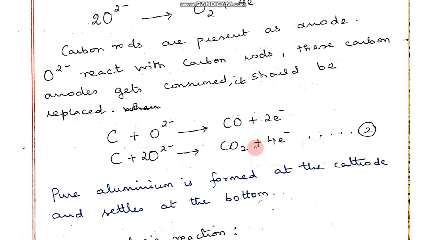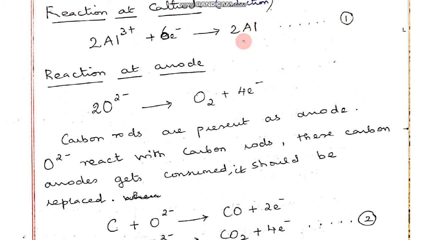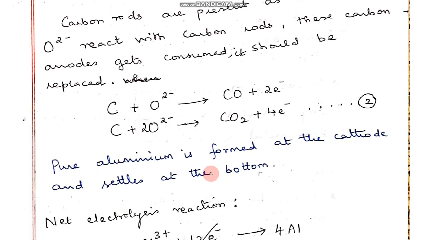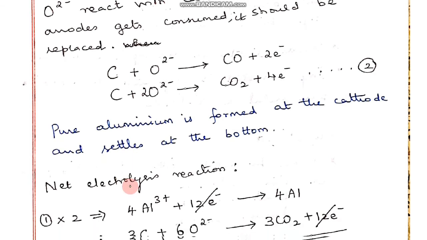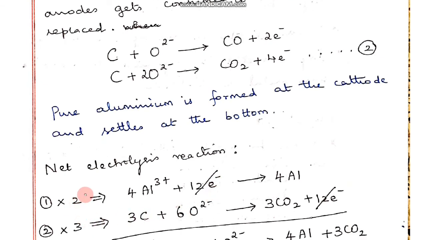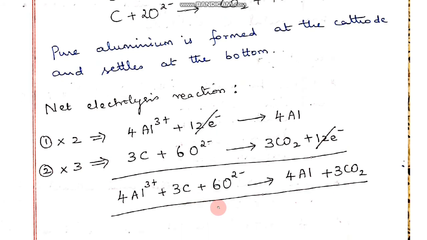And the aluminium, as you have seen in the reaction already, is formed at the cathode, and it settles down at the bottom. And you have seen in the diagram that there is an outlet from which you can remove the aluminium formed. For the net electrolysis reaction, the first equation which I have marked should be multiplied by 2 and the second should be multiplied by 3, so that you can cancel these electrons and you will get the net electrolysis reaction.